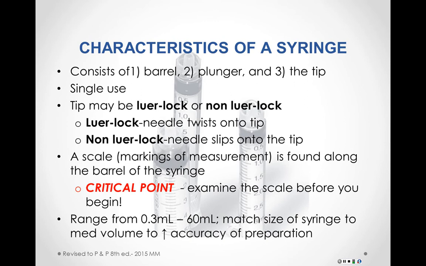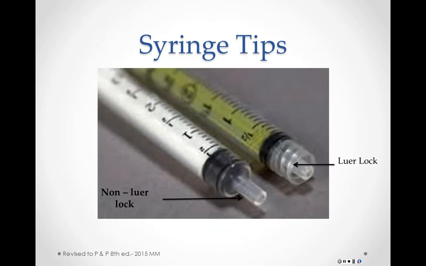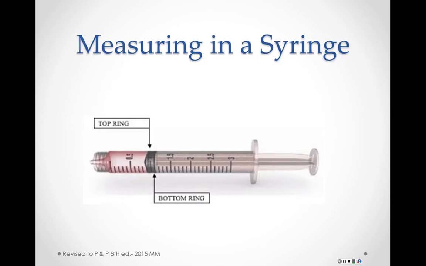Now let's take a look at the supplies required to prepare and administer an injection, beginning with the syringe. A syringe consists of a barrel, a tightly fitted plunger, and the tip. The tip may be luer lock or non-luer lock. A luer lock simply implies there are threads at the syringe tip that allow a needle to be securely twisted into place. A non-luer lock does not have this feature, and needles are simply pushed firmly onto the top of the syringe.